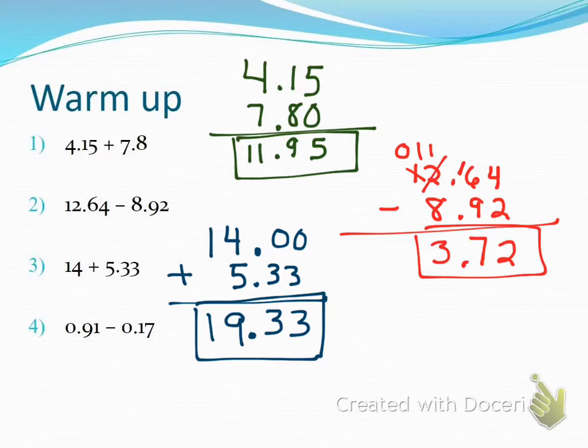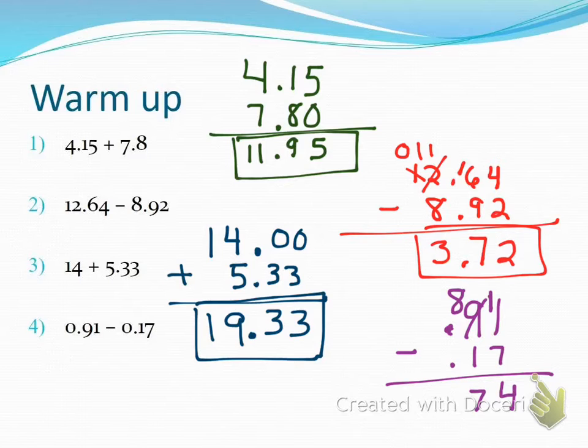And last one, 0.91 minus 0.17. Good. I got to change the 9 to an 8 and make that 11. So what's 11 minus 7? What's 8 minus 1? 7. So 0.74. It's just 0.7.